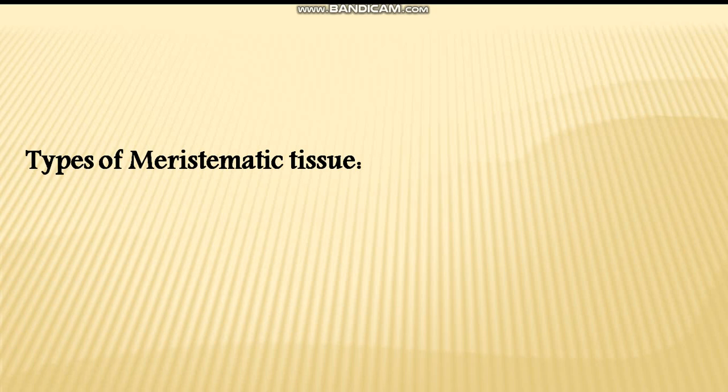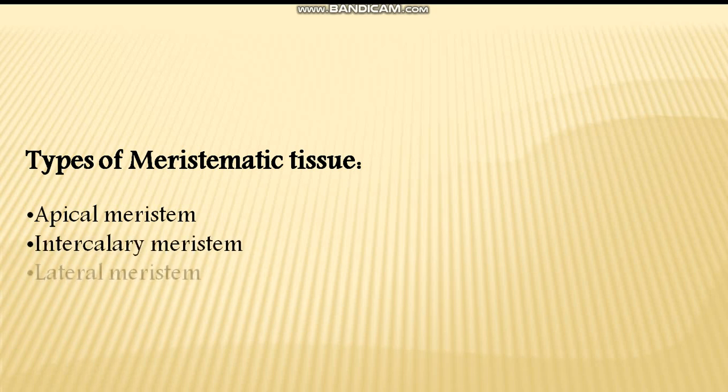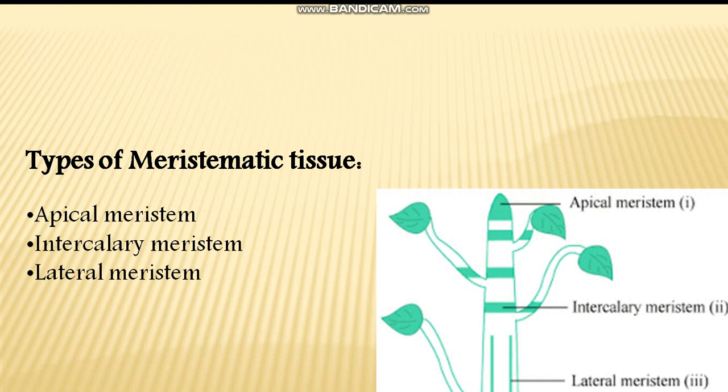Now let's have a look at the types of meristematic tissue. There are three types of meristematic tissue: apical meristem, intercalary meristem and lateral meristem. These all meristems we will see later. These are the positions of the apical meristem, intercalary meristem and lateral meristem. As you can see, apical meristem is present at the tip, intercalary meristem is present in between the stem, and lateral meristem is present parallel to the length of the stem.